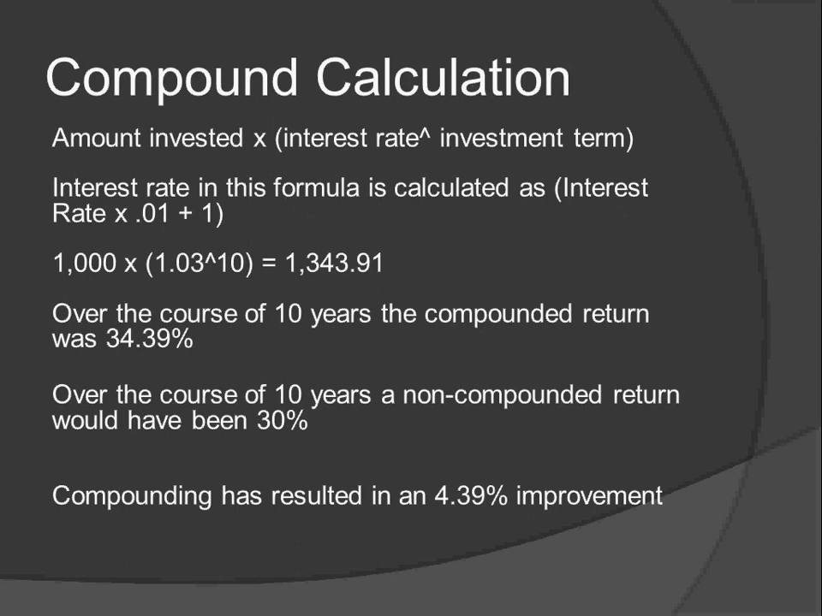To calculate compound calculations, you would first start with the amount invested, right here. And then you would take the interest rate, and then you would use the power of the investment term. To calculate the interest rate in this formula, it is calculated as the interest rate times 0.01 plus 1. So let's assume the interest rate is 3%, okay? So you drop the percentage and you got 3. Multiply that by 0.01 and then you add 1, and that is how you come to the interest rate in this formula.